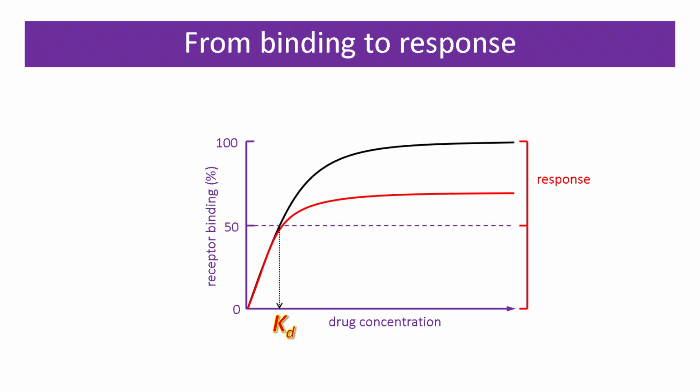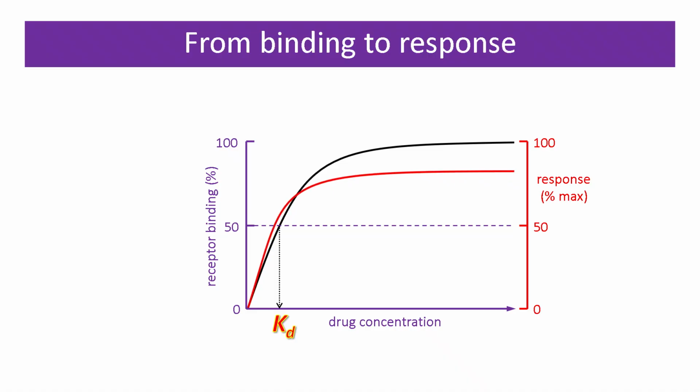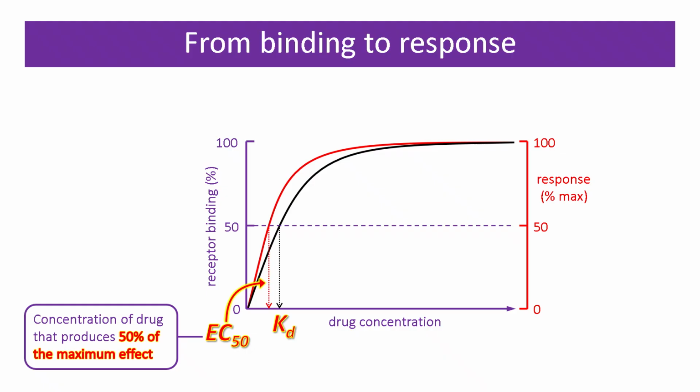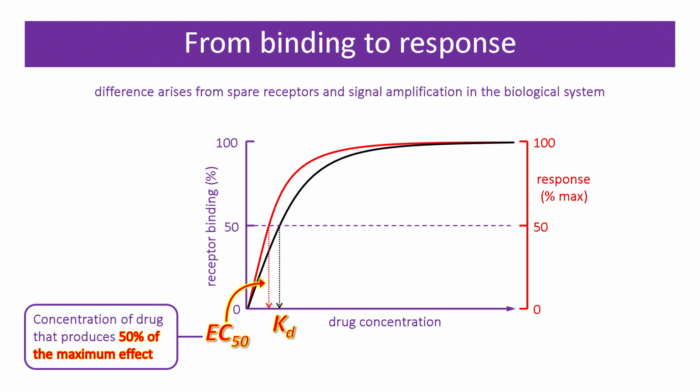By rescaling the response curve so that it spans from 0 to 100% of the maximum response, on the same scale as the binding curve, we can directly compare their concentration dependence. We can then read off the concentration that produces 50% of the maximal biological response, the EC50. This occurs at a lower concentration than the KD for receptor binding. This difference arises because of spare receptors and signal amplification in the biological system.